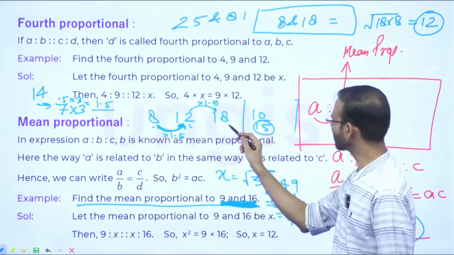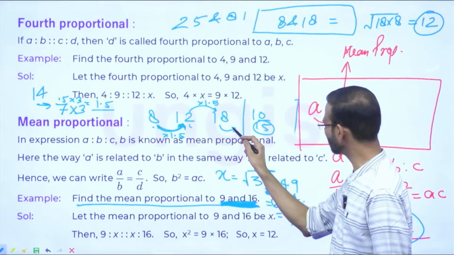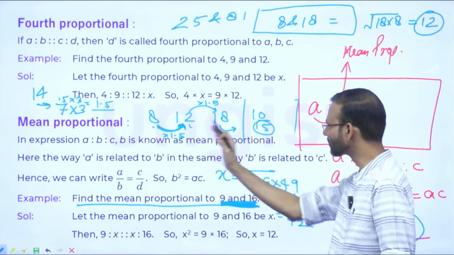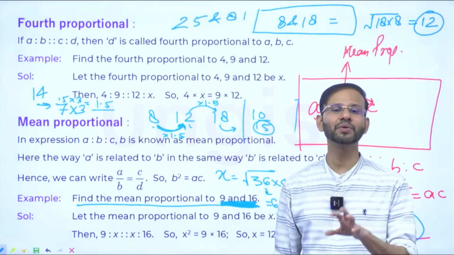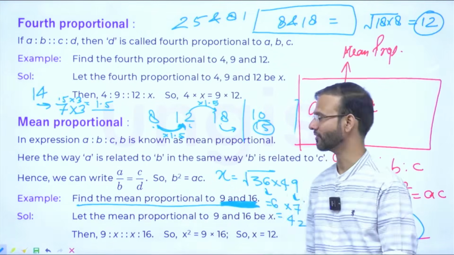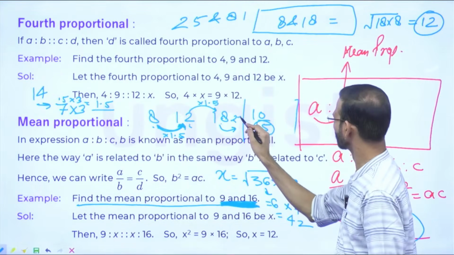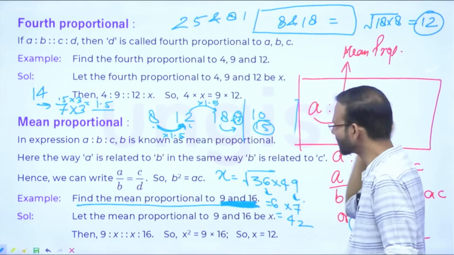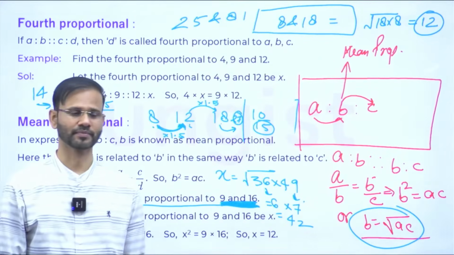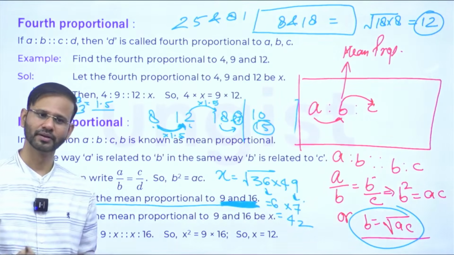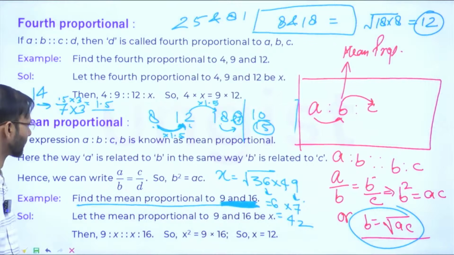Correct? Acha, now suppose that if I need to proceed further in the same sequence, then what should be coming here? Plus 9. What is the answer? 27. Very good. So if you need to proceed further in the same sequence, then the next term will be 27. Correct, everybody? Right? Okay, good.